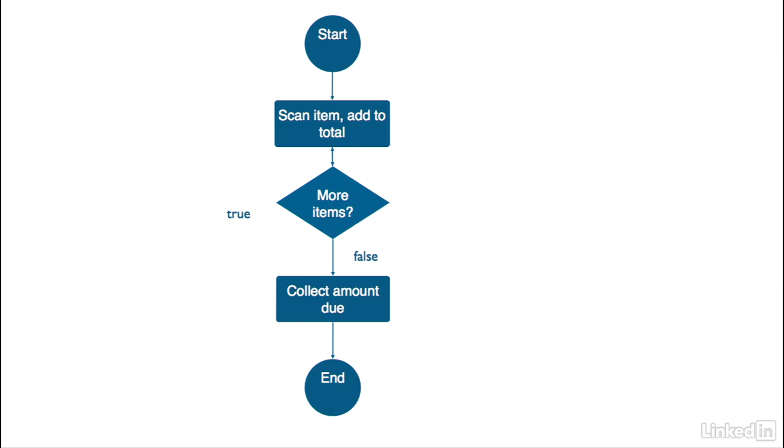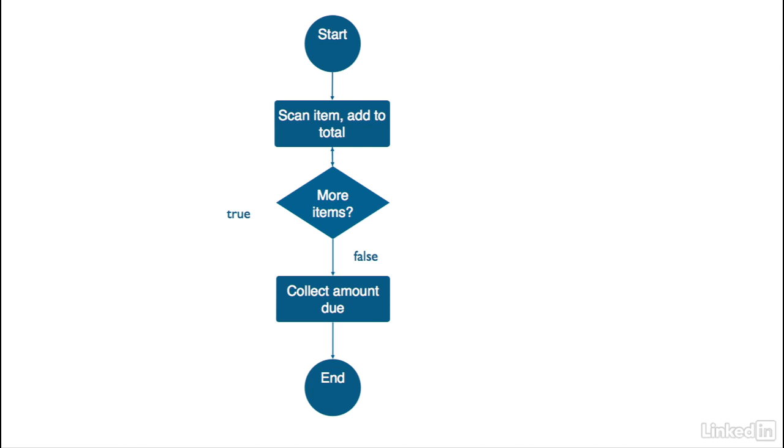The first thing we want to do is scan the first item. We're going to add the price to our running total. Then we check to see if the customer has more items. If they do, we follow the path marked true. We go back up and scan the next item. If they're all done shopping, there's no more items, it'll fall down and follow the false path, which says collect amount due, and finally it'll end our program.